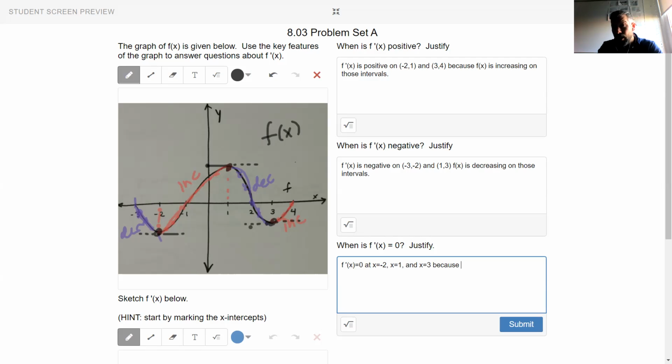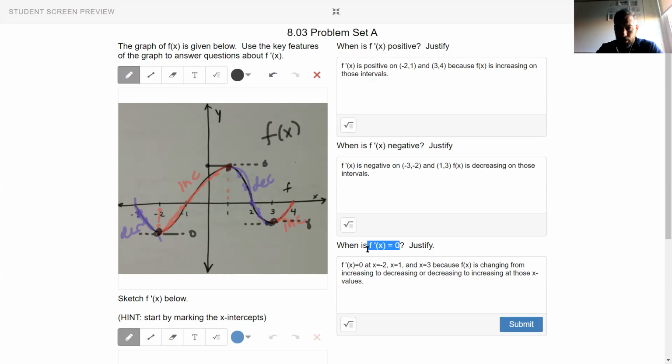Now I could say f of x has a maximum or minimum at those values, but what I'm going to say instead is because f of x is changing from increasing to decreasing or decreasing to increasing at those x values. Right? Decreasing to increasing, anytime we have that change, we have a vertex, therefore a slope of 0. Increasing to decreasing, vertex, slope of 0. Decreasing to increasing, vertex, slope of 0.